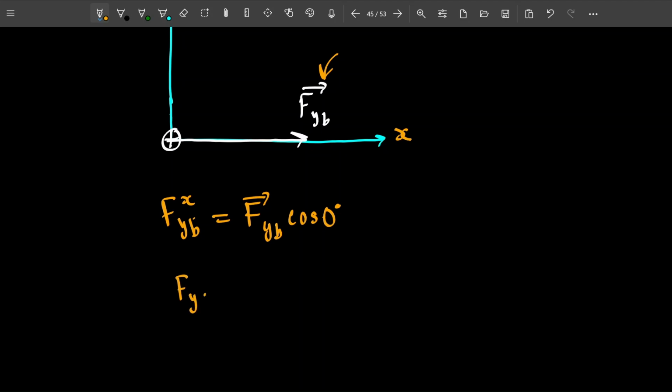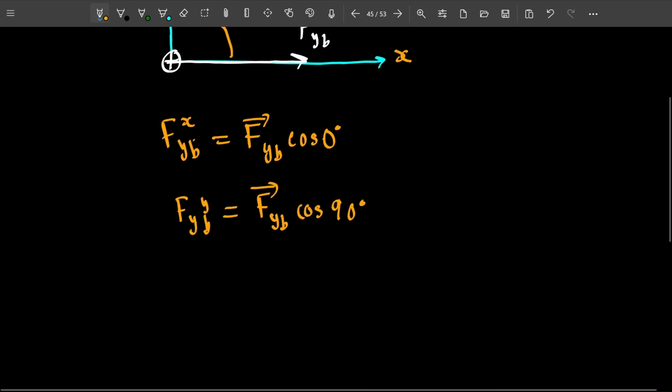And then I'll get FYB in y is equal to FYB, the original one, cos. What is the angle that it's making with the positive x-axis? It's a right angle. It's 90 degrees. So it'll be cos 90 degrees. Remember, I don't care which direction it's acting. I just want the size of the angle. So this would give me 0 because cos 90 is 0. So my answer here will be 0.